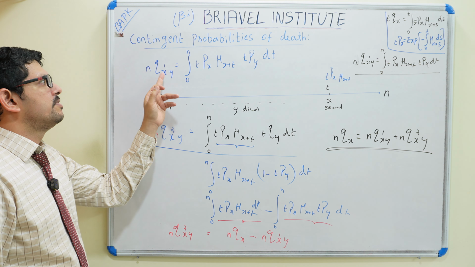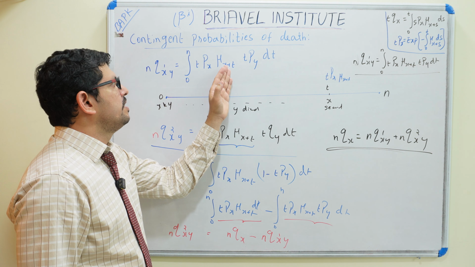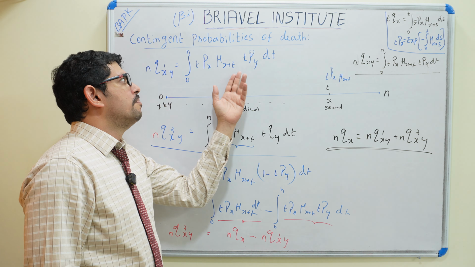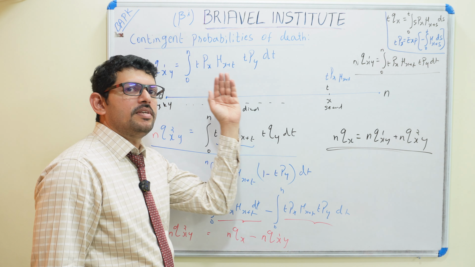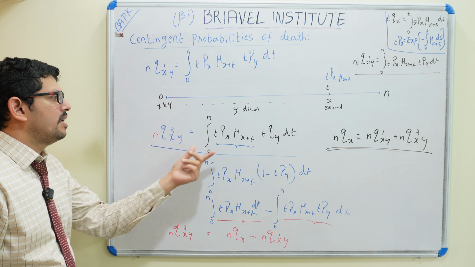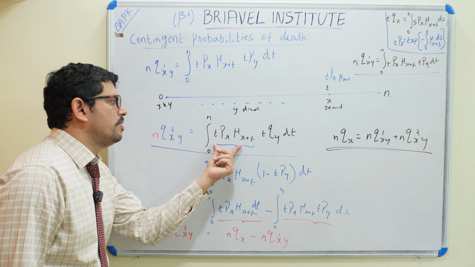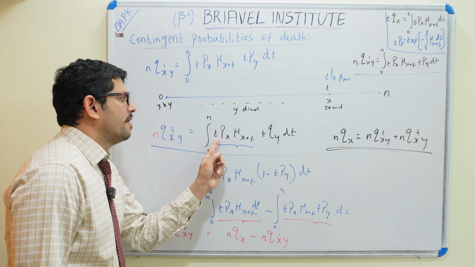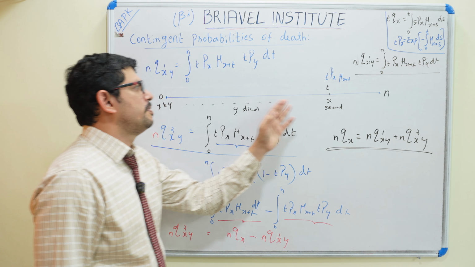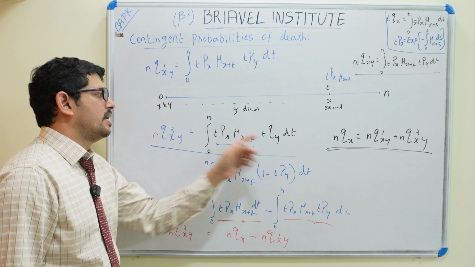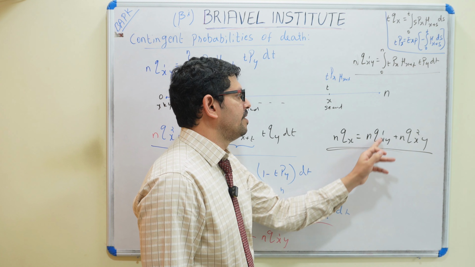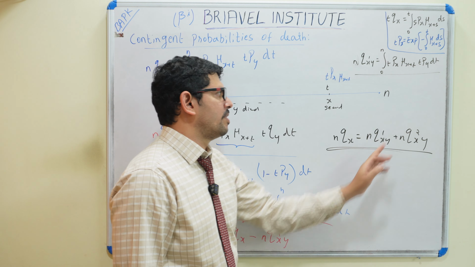What is the meaning of x1y? It says this person lives up to T and after that this person dies, but Y is alive continuously. He is alive at time T. And here it says x is going to die at time T, but the second person has already died. Within this period of time, Y has already died. That is explained by the q sign. And we just modified it: we understood nQx is equal to nQx1y plus nQx2y.